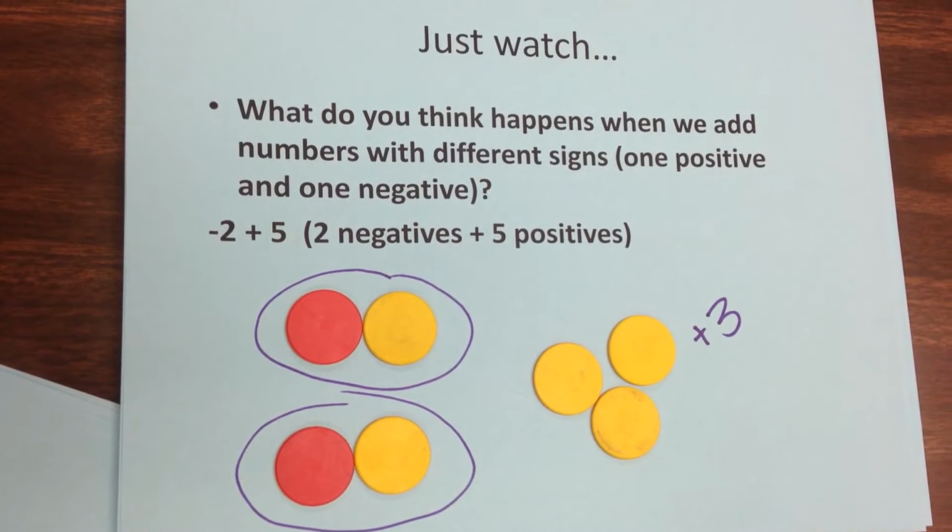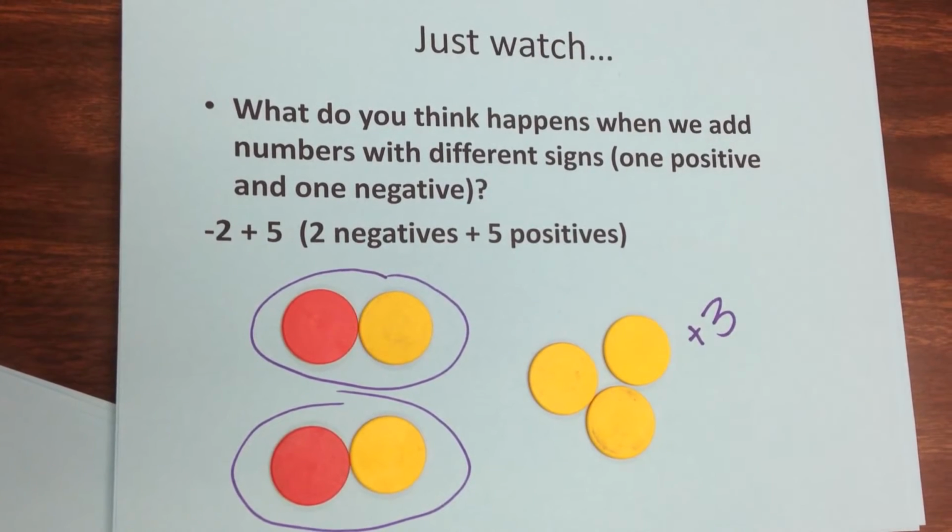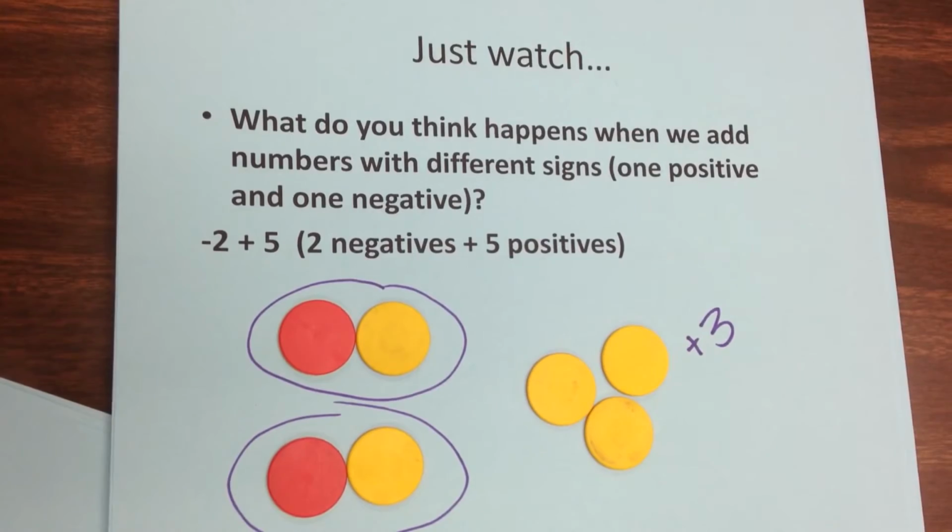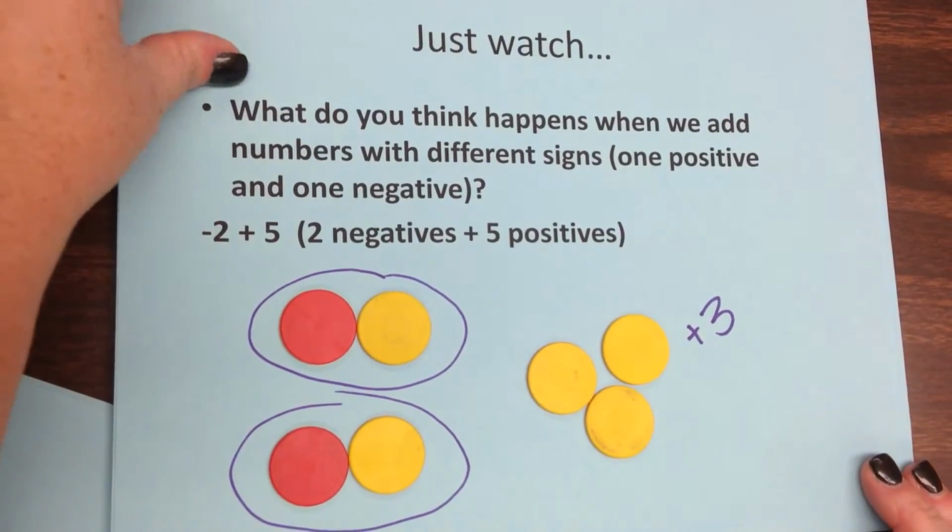You could check that on a number line. You could start at negative 2 and you could move 5 spaces in the positive direction. You would end up at positive 3.